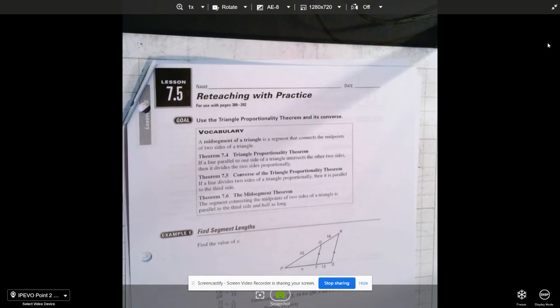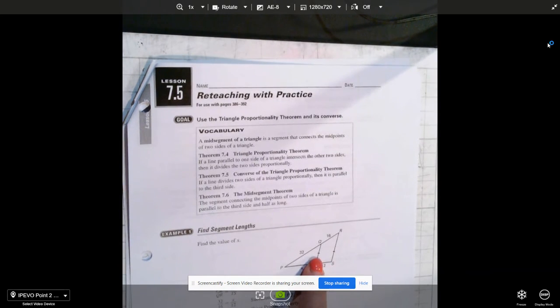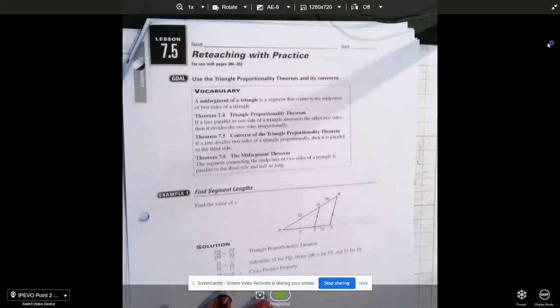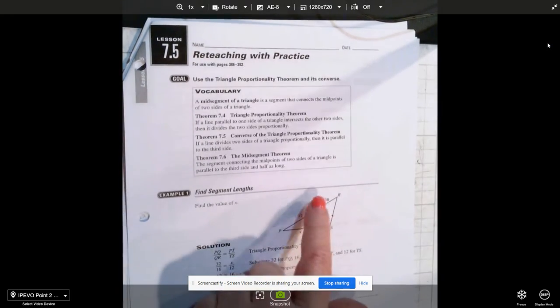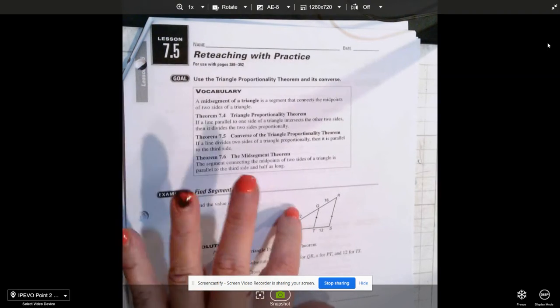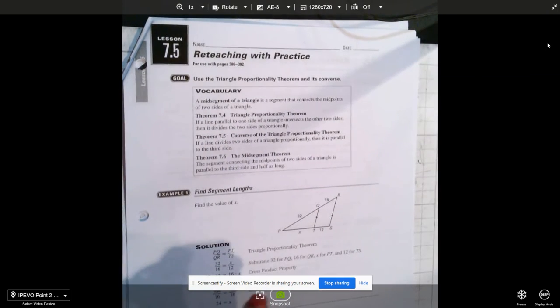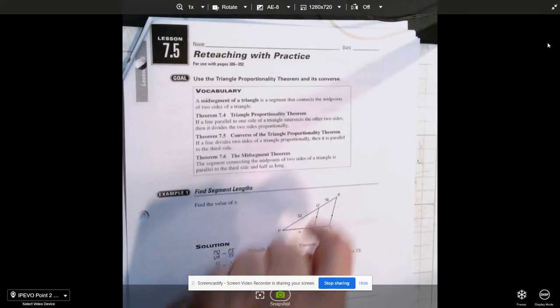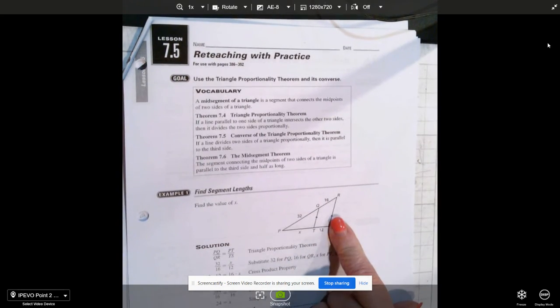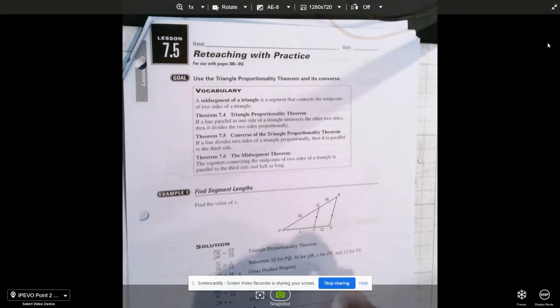So there is a theorem that says if you have a triangle and these two sides are parallel, remember those little arrows tell you that those sides are parallel, then these parallel lines will break the sides up into proportional sides. Now, please remember, it has to be the sides. It can't be like this base. It has to be the sides that you set up.